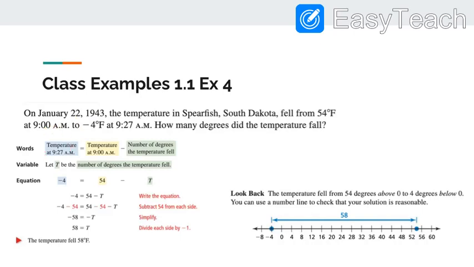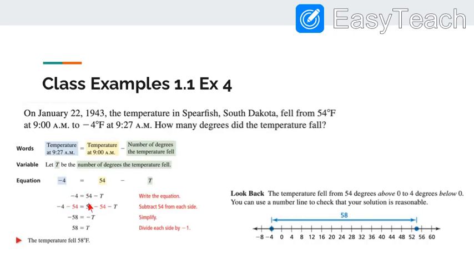So first thing you want to put is we know the final temperature. The final temperature is the temperature at 9:27. This was -4. We also know the starting temperature. Starting temperature was 54. 54 minus the drop. So the drop is going to tell us how far down did it go. That's why we have this set up as -4 equals 54 minus t. There's other ways to solve this, but this is just the way that the book is showing us. So we're just talking through it. We have -4 equals 54 minus t.